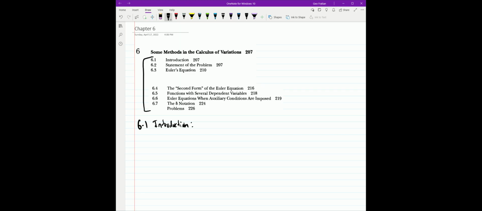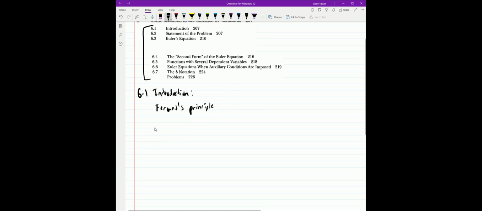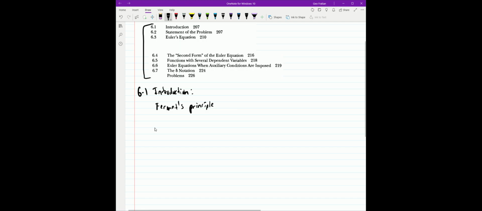And as an example, they say a good example of the use of theory of variations is Fermat's principle, which from memory is the principle of least time, which says that light travels by the path that takes the least amount of time, which also happens to be the shortest distance. And that's how we get the ray vectors and stuff in optics. But anyways, let's move on to the statement of the problem, what we're really trying to learn in this chapter.